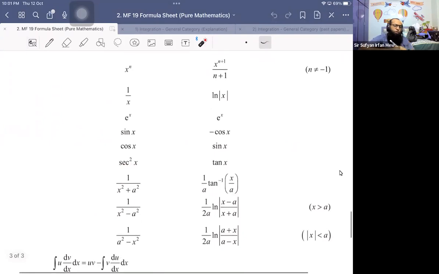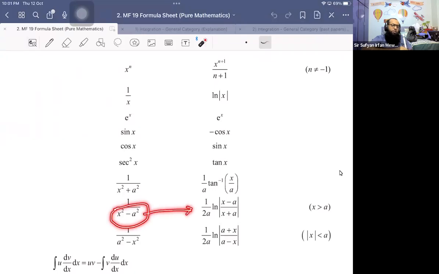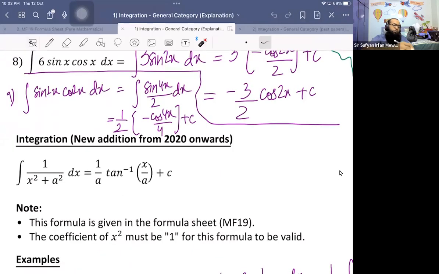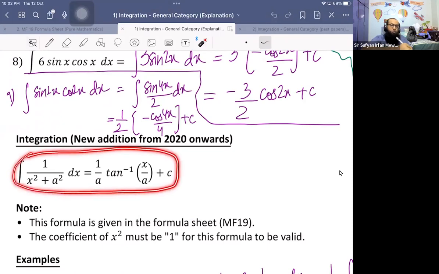Apart from that, there are two more given as well, which we can deal with using partial fractions as well. But as a rule, we can use that if the denominator can be written in the form x square minus a square, then the integration is 1 upon 2a ln of x minus a upon x plus a. And if it's 1 upon a square minus x square, the integration is 1 upon 2a ln of a plus x upon a minus x. Okay, so this is the formula that is present in the formula sheet, and we just need to look at it.